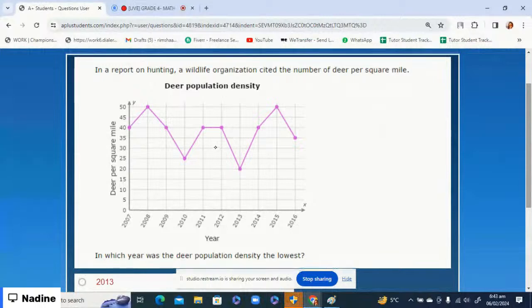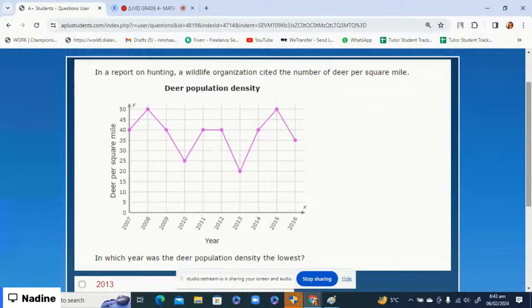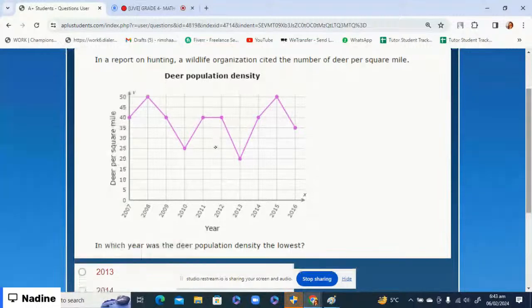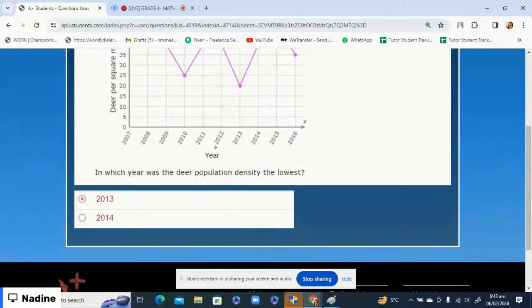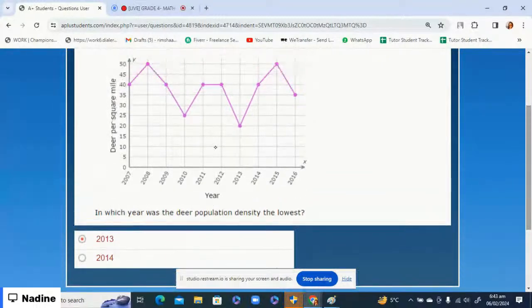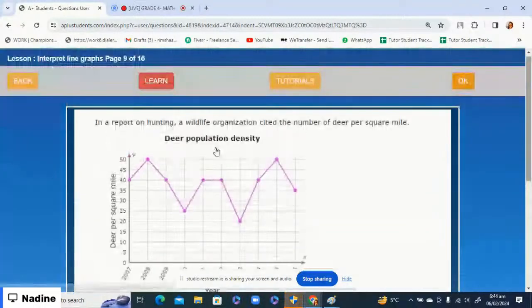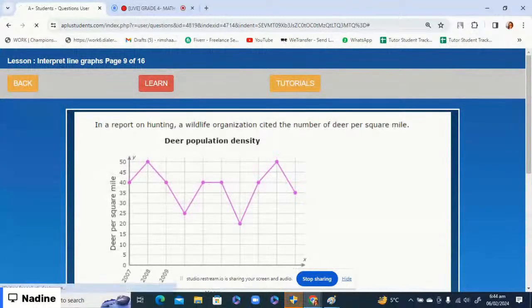In which year? 2007, 8, 9, 10, 11, 12, 13, 14, 15, or 16? Check it out. This is greater. Only the lowest is 2013. That is the lowest one. And what are the greatest ones? The greatest are 2008 and 2015. But here we only involve the lowest one. So the lowest one is 2013. Just put 2013, because two options are given, 2013 or 2014. 2014 is in the middle, so this is not it, only 2013.